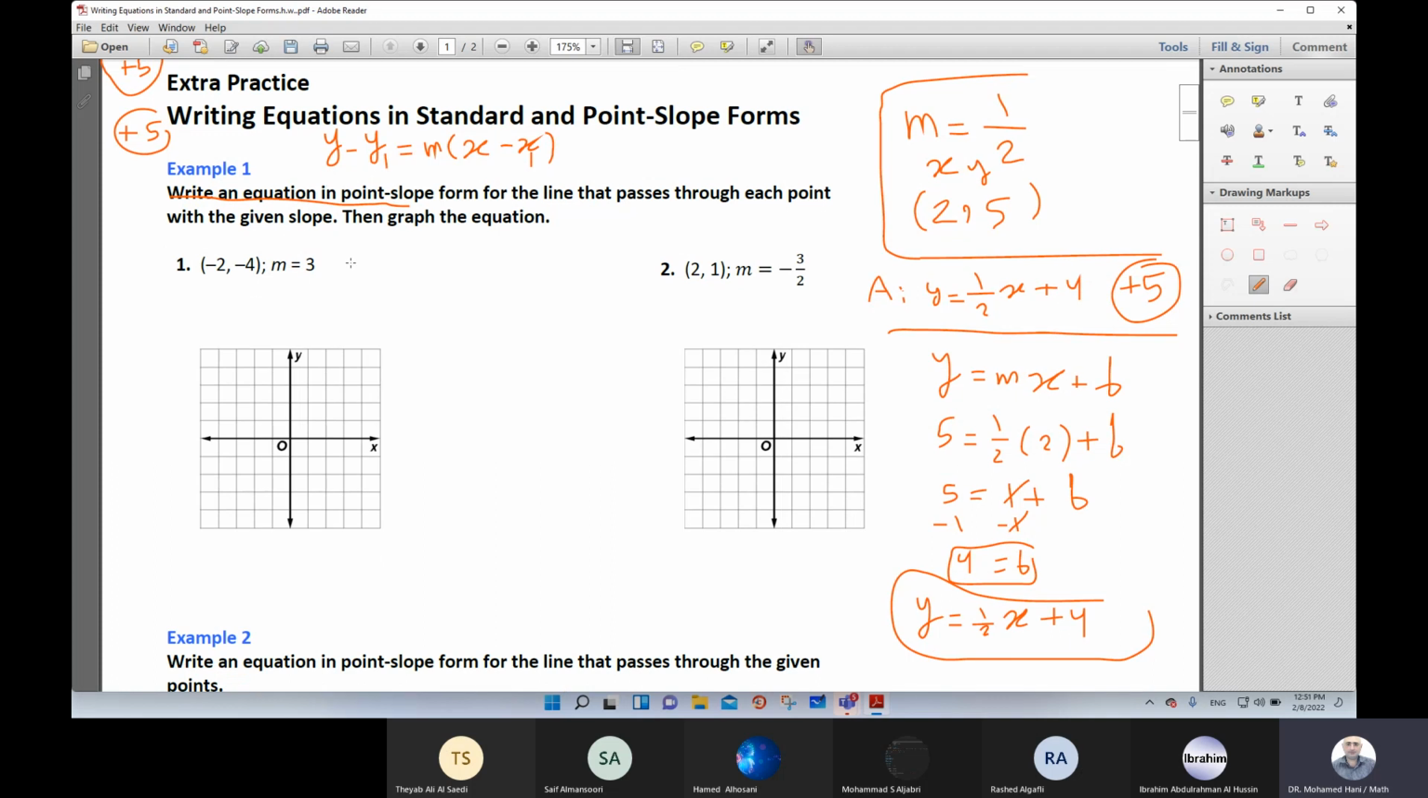So as you see here, we have y minus. What is y1? As you remember here, x and here y. What is y1? y1, the value of y in this point, will be negative 4. Equal, what is m? m equal 3. Multiply between parentheses, we have here x minus, what is x1? The value of x in this point will be negative 2. Great.